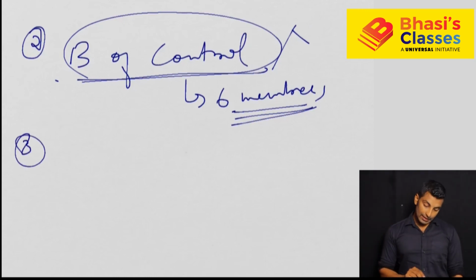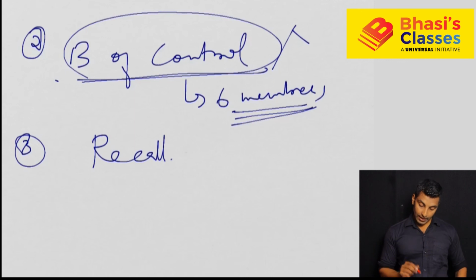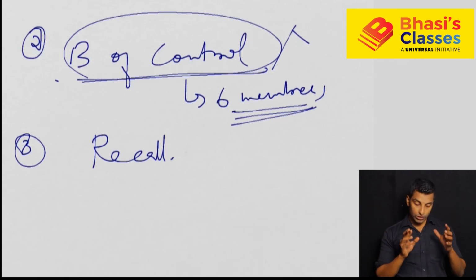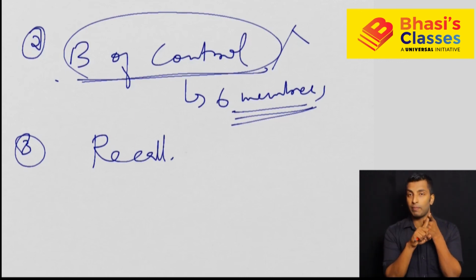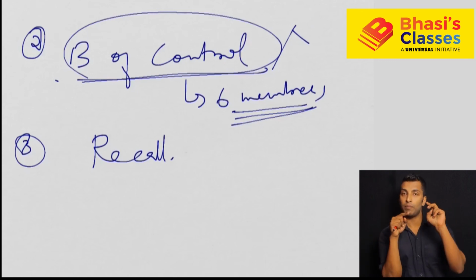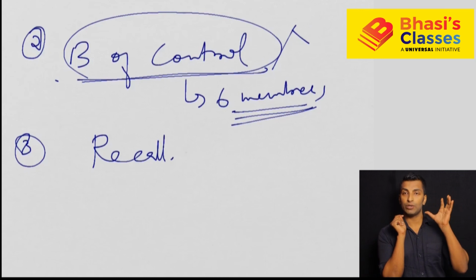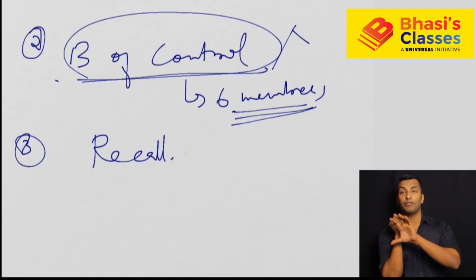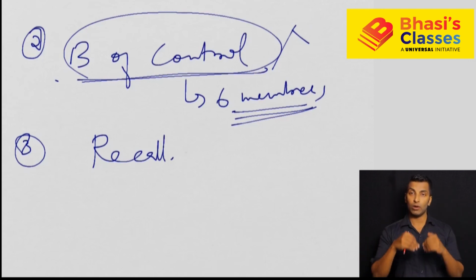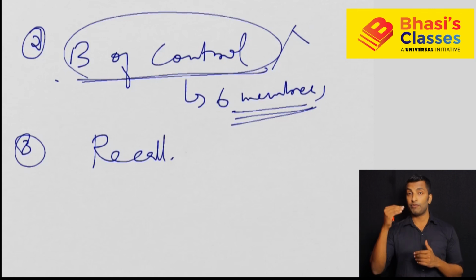The third point is about recall. See, I told you already. Here also, the Governor General is appointed by the company and 3 members were appointed by the Crown. Earlier, in the Regulating Act of 1773, it was the same. The Governor General is appointed by the company because he is the head of the company, and the 4 members were appointed by the Parliament. Here also it is the same. So if the members were appointed by the Crown, you can call them back. In the second case, 3 members. So you can call back the 3 members.